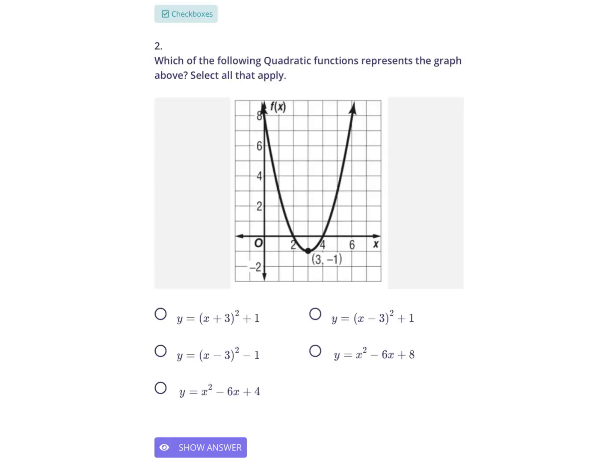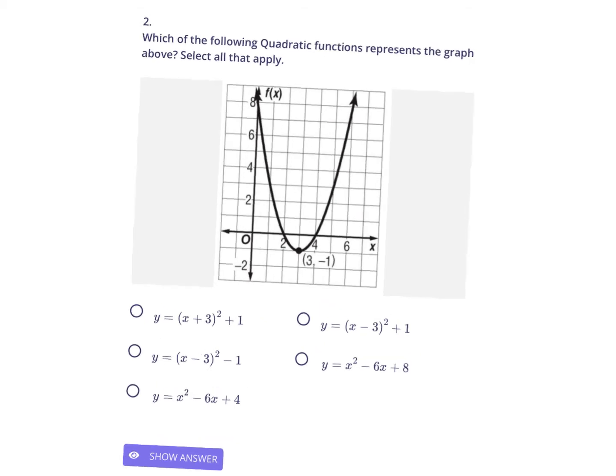Here we go. Which of these following equations represents this parabola above? And it says check all that apply, select all that apply. So we have some in vertex form, we have some in standard form, and we need to see which one it is. So let's begin with the easiest form, which is vertex form, okay?